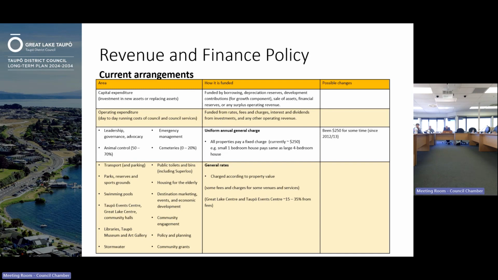So depreciation reserves, the main inflow into a depreciation reserve is our rating for depreciation. And then we use that reserve to fund renewals and loan repayments. We don't normally use it for new assets. There might be occasions when we do, but we generally loan fund a new asset and then repay the loan from the reserves. And we have a variety of reserves, as we talked about last year, that service different parts of the operation. So you've got the water reserve that funds water renewals, and the building reserve that funds building renewals. And so forth.